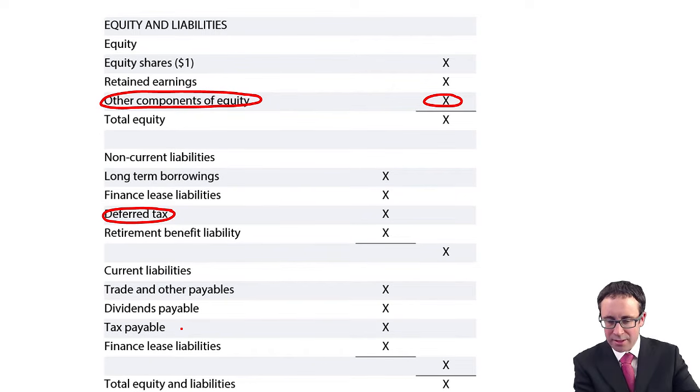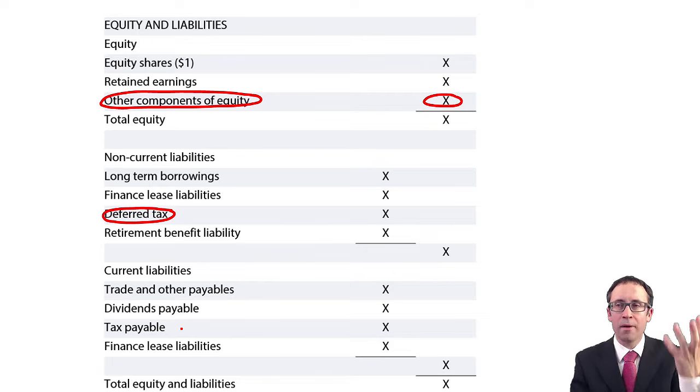You've got other bits and pieces that are in there. Your tax payable, which will then be linked into your tax chapter. Dividends payable and trade and other payables. Okay, your long-term borrowings again, part of your financial liabilities held at amortized cost.